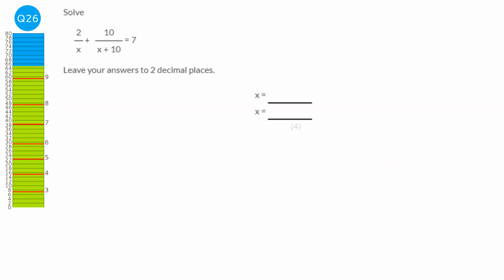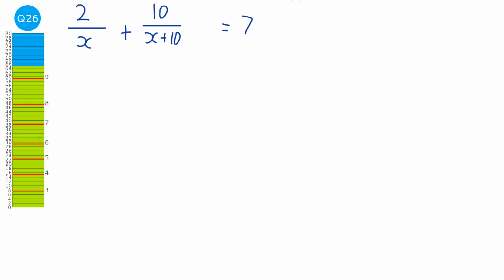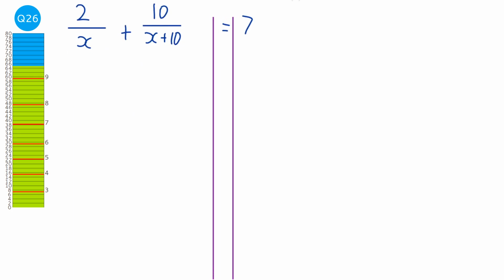As always with this type of question, we want to get rid of the fractions or brackets if we have any. Here we've got some fractions, so we're going to start by getting rid of them. I'm going to start by copying down the question, and I'm going to give plenty of space because these kind of questions do get out of control quite quickly. And so we've got 2 over x plus 10 over x plus 10, and then we've got equals 7. So I'm just going to scroll down and give us lots and lots of space. Put my tram lines in for the equals.